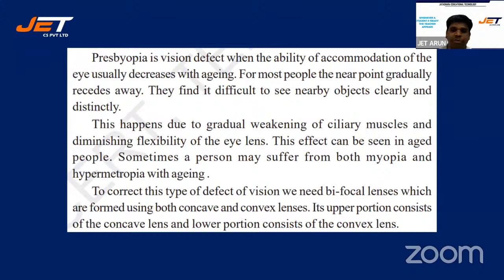Sometimes a person will suffer from both myopia and hypermetropia with aging. To correct this type of defect of vision, we need bifocal lenses, which are formed using both concave and convex lens. Its upper portion consists of concave lens and the lower portion consists of convex lens.